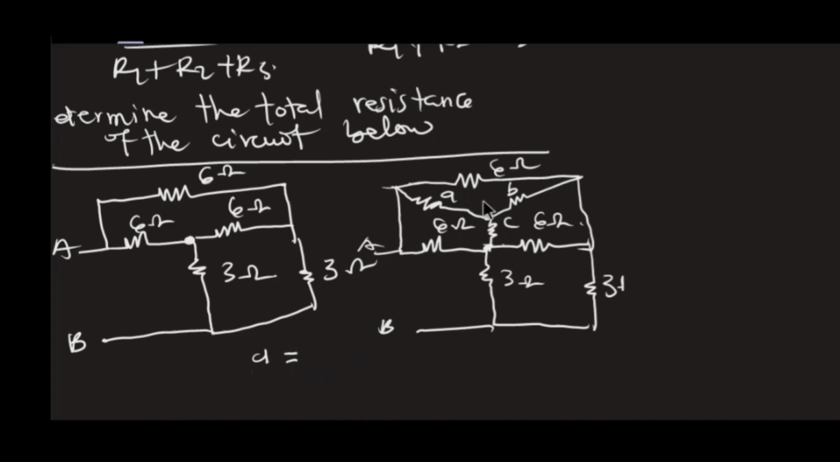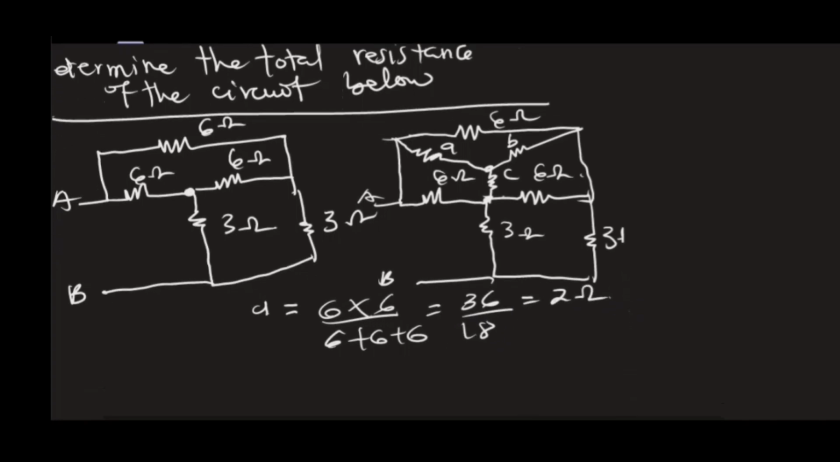A will simply be equal to 6 times 6. Remember, it's from delta to star. You multiply the resistors between which the star is. So 6 times 6 all over the sum of the three resistors, which is 6 plus 6 plus 6. This is giving me 36 over 18, and the answer is 2 ohm. That is for resistor A.